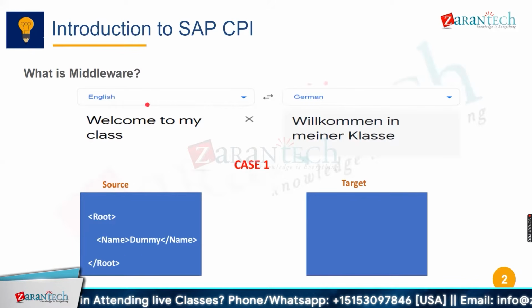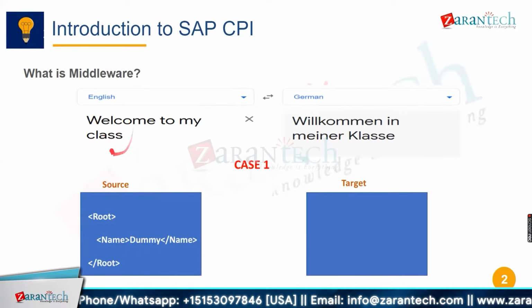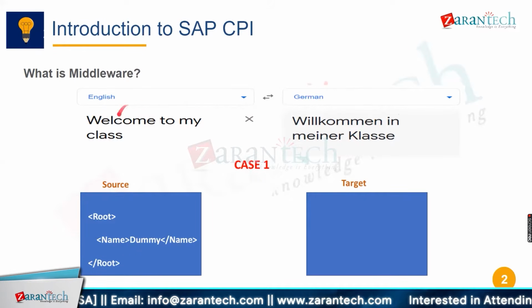Now let's take a simple example. I am a person who knows only English and there is one person who knows only German. I want to connect with this German person, but I don't know German. So what I need to do is ask one middleware or mediator who translates this English language into German. The third-party person can convert the data from German to English and English to German. Then I am happy, the German person is happy, and the mediator is also happy. That is the main reason why we go for middlewares, right?